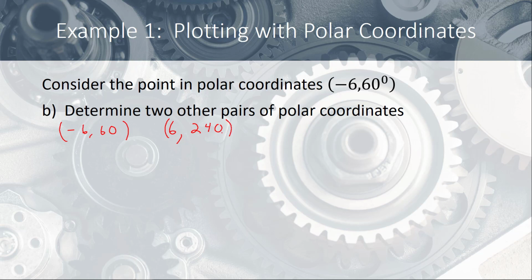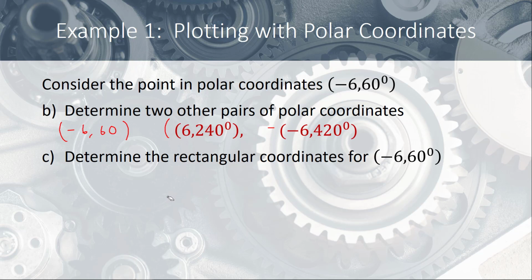This is one other pair of polar coordinates that describes this point, and another one is going to be the coordinate whose angle is coterminal with 60 degrees, and that would be 60 plus 360, which is 420 degrees. So both of these coordinates go to the exact same point. And the next part is to determine the rectangular coordinates associated with that, and of course that is nothing more than the use of our conversion equations we discussed earlier.